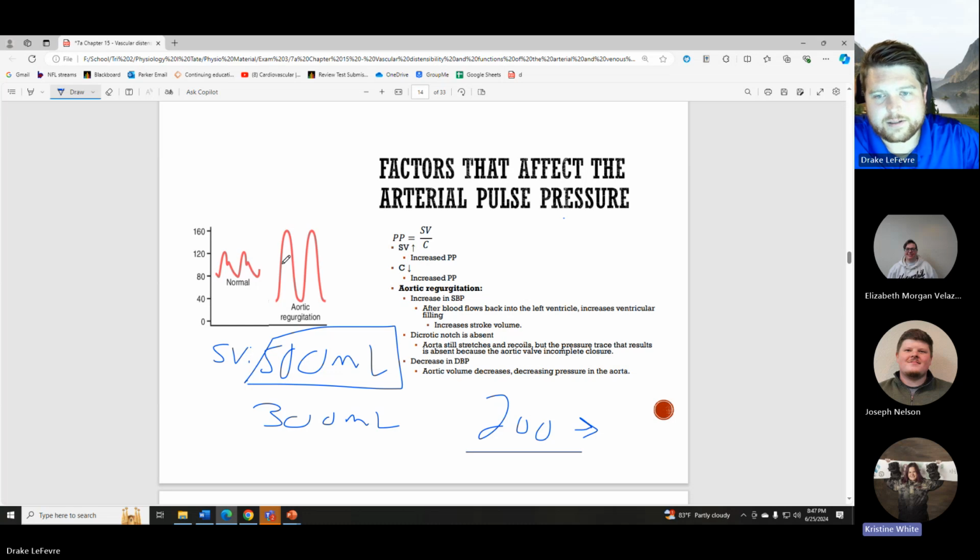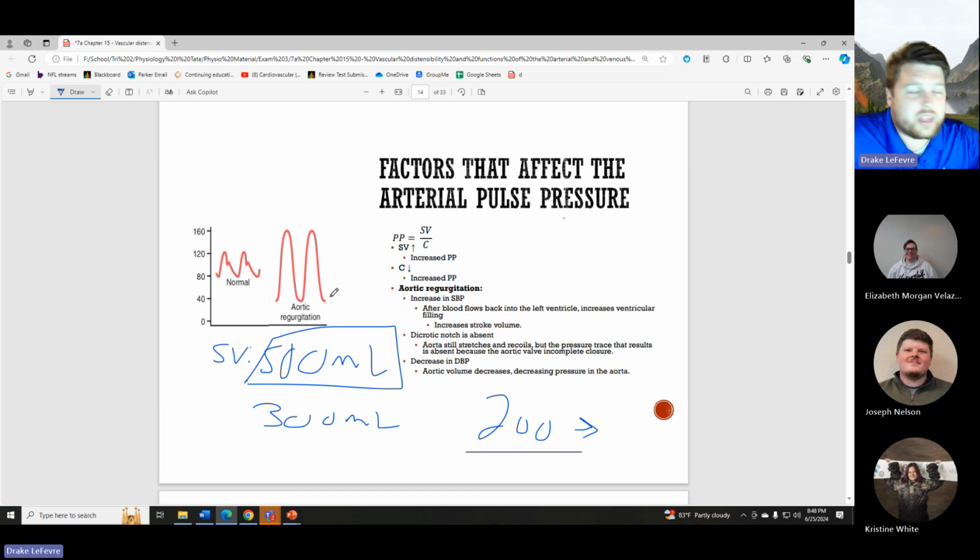Because of the backflow. Exactly, because of the backflow. Whereas before, the blood was kind of bouncing back and hitting the valve, now it's just flowing directly back into the ventricle instead of continuing to move forward.